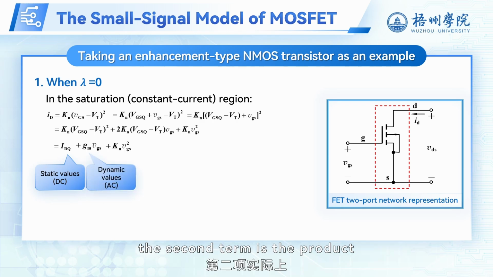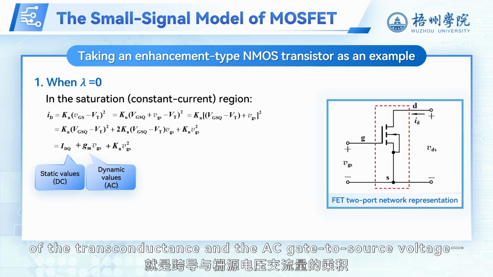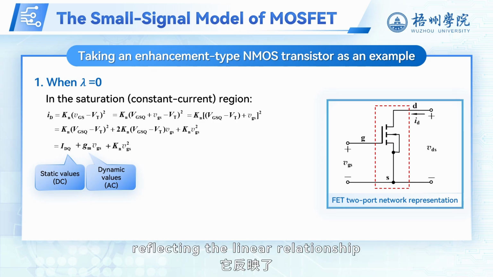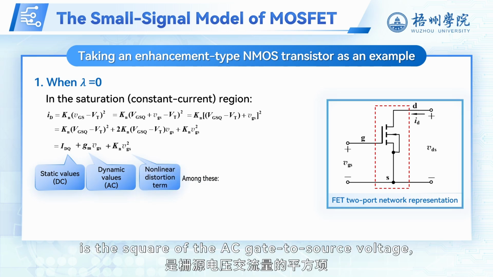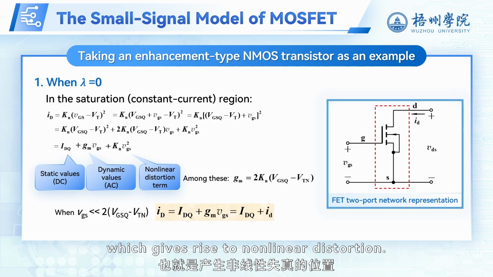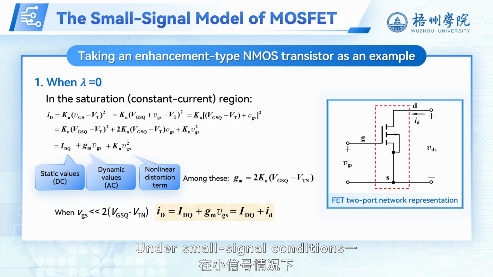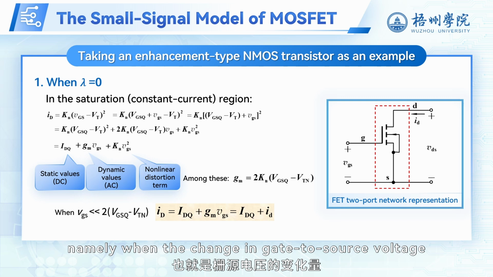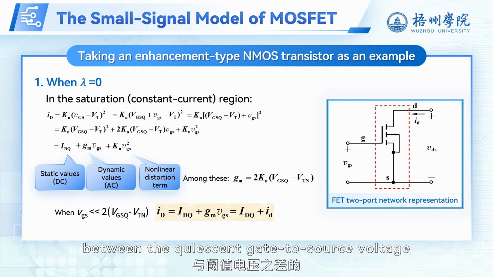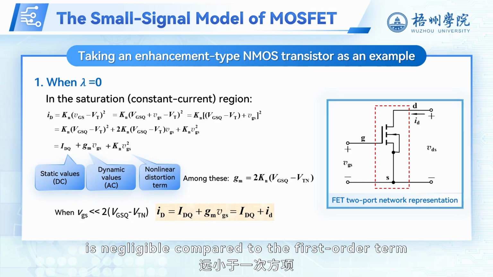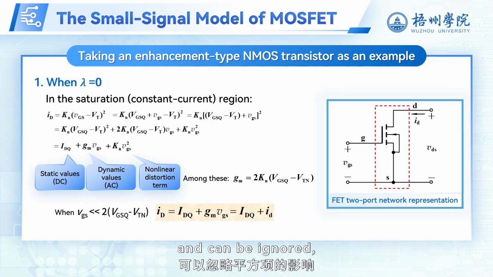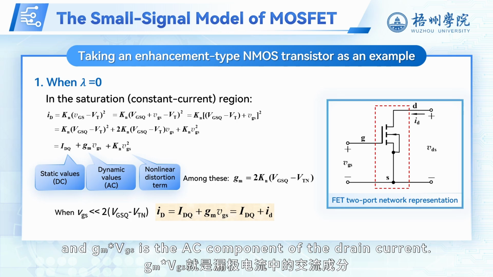The second term is the product of the transconductance and the AC gate-to-source voltage, reflecting the linear relationship between drain current and gate-to-source voltage. And the third term is the square of the AC gate-to-source voltage, which gives rise to nonlinear distortion. Under small signal conditions, namely when the change in gate-to-source voltage is much smaller than twice the difference between the quiescent gate-to-source voltage and the threshold voltage, the square term's effect is negligible compared to the first-order term and can be ignored, and g_m times v_gs is the AC component of the drain current.